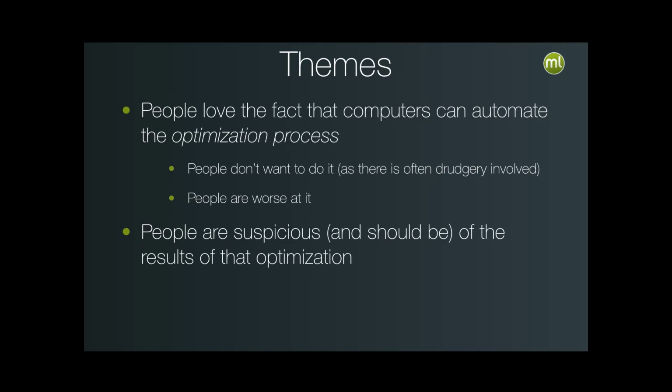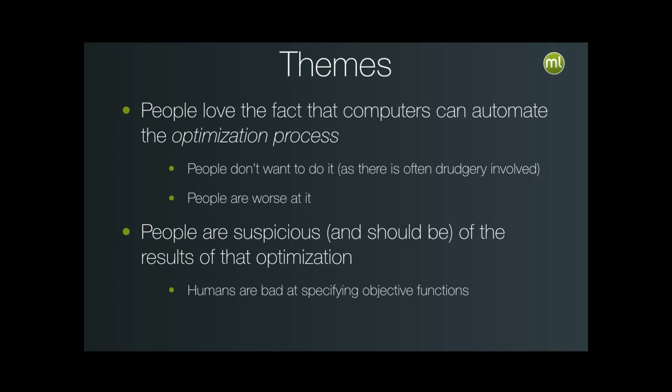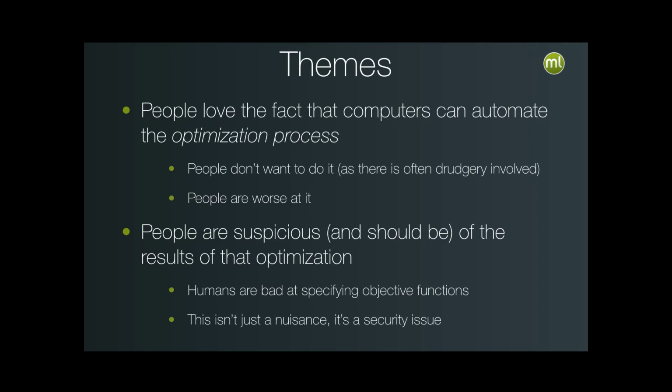The reason that people want to interact with these algorithms is that they're suspicious of the results of the optimization. And they very well should be, because humans are so bad generally at specifying objective functions. And computers are very good at optimizing those bad objective functions. Right? And this isn't just some kind of nuisance issue. This isn't, we got it wrong, we have to go back. If you do it wrong, you can start to break things.